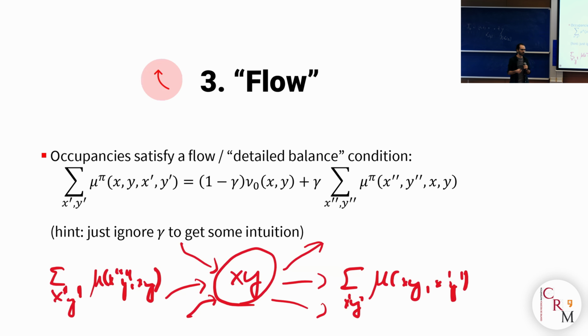And the final constraint is something that I call a flow constraint, which somehow says that there should be some temporal consistency to this occupancy mu, which is easiest to understand if I just set gamma as 1, because then it essentially corresponds to a traditional flow constraint, or what physicists call a detailed balance constraint. And it essentially says that whatever mass flows into a state pair (x, y) should be the same mass as what flows out of the state pair (x, y). I guess this is the mass that flows out of (x, y), and this is the mass that flows into (x, y).